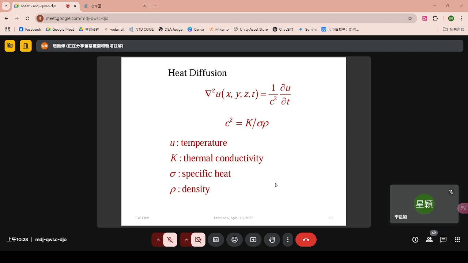The diffusion speed depends on some physical parameters of the system, for example the thermal conductivity, specific heat, or density. So this is the general form of the diffusion equation. It could be heat or any field variable, say neutron density or whatever.